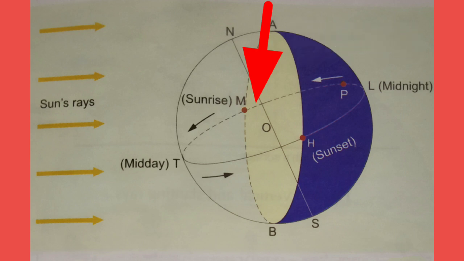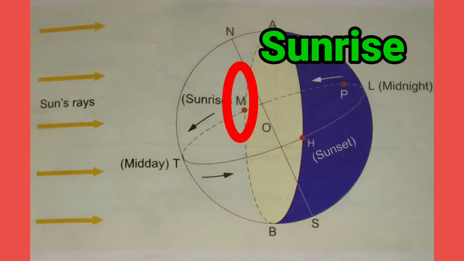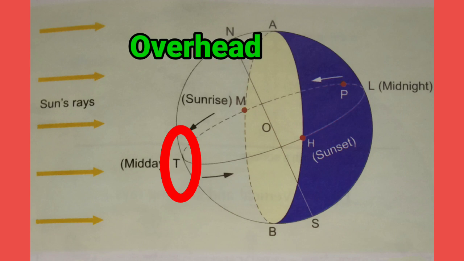As P moves further east and comes to M, it receives the direct rays of the sun for the first time. This is the time of sunrise, when the sun appears to come into sight on the eastern horizon. When the place reaches the point T, the sun shines overhead. At this time, it is noon or midday, or we can say the time of 12 o'clock.